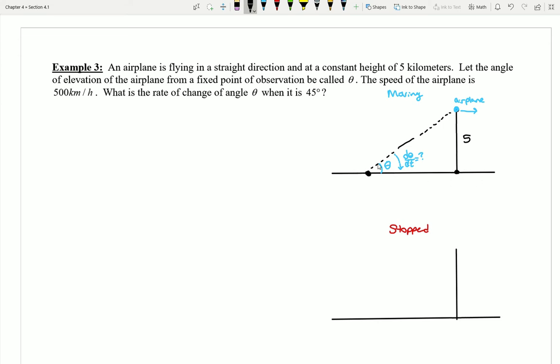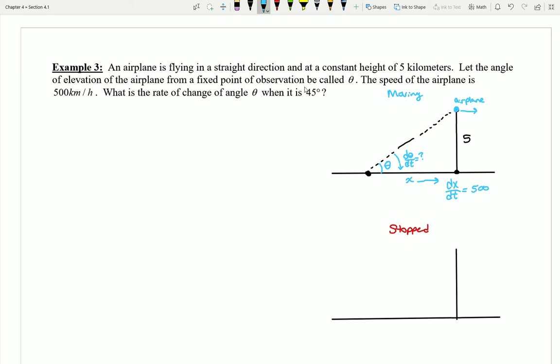Sure. Now let's suppose that I call this distance in here that's going to be changing. Let's suppose that I call this distance x. And again, I know that this distance here is increasing. It's moving in this direction. But if the airplane is flying at a speed of 500 kilometers per hour, then I could actually state that this side length is growing at a rate of 500 kilometers per hour.